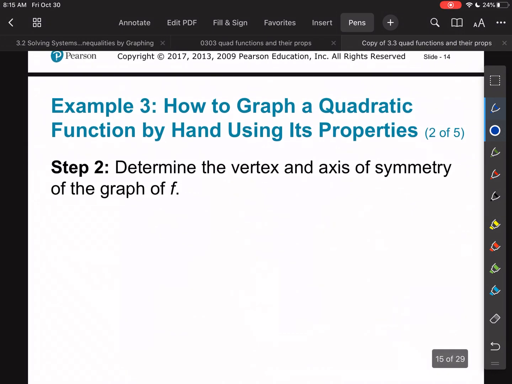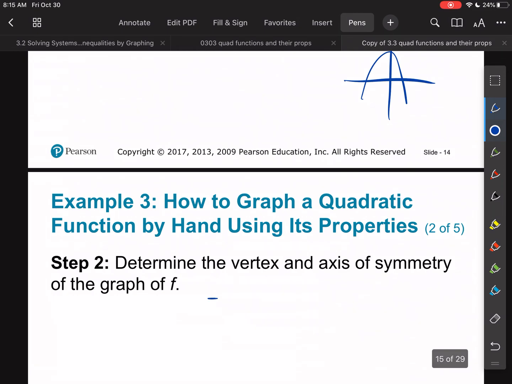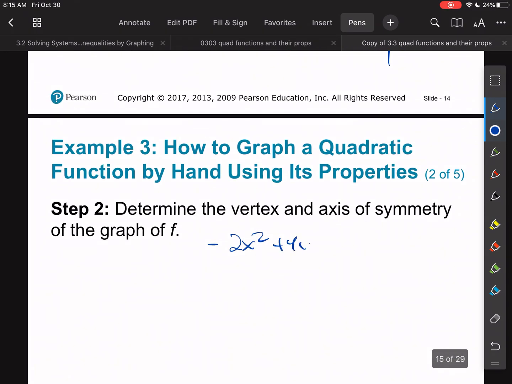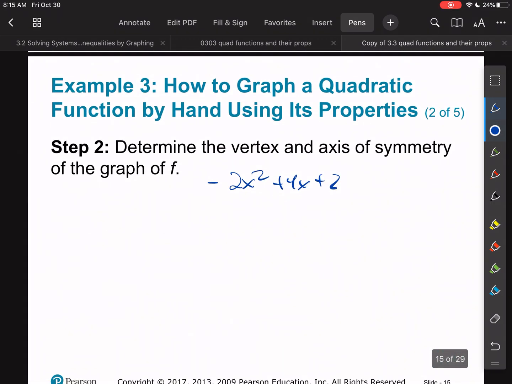For step 2, we're going to determine the vertex and axis of symmetry of the graph. So let me rewrite it here: negative 2x squared plus 4x plus 2. All right, so what I want to do here is find the vertex. To find the vertex, I'm going to do my negative b over 2a equals x.